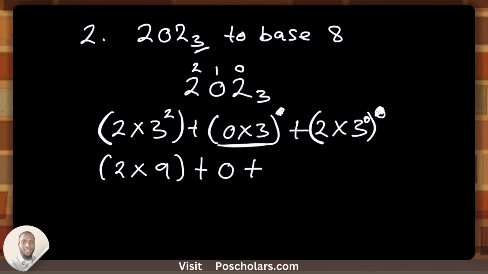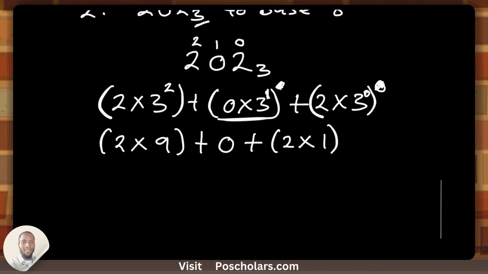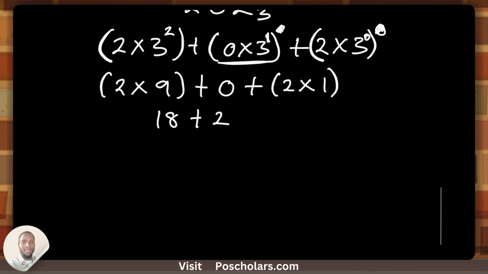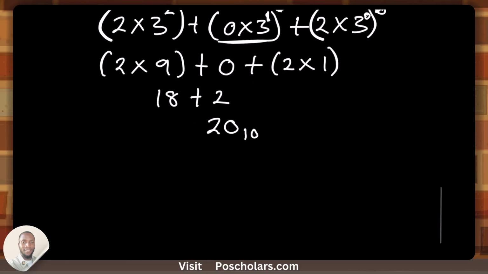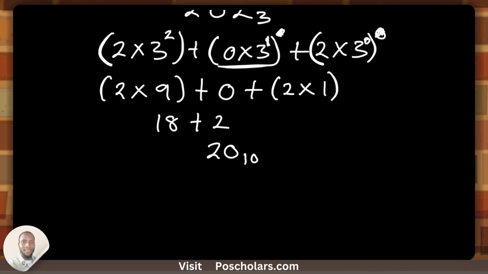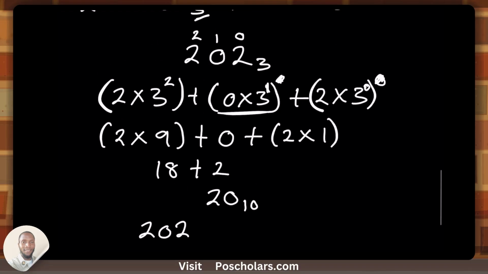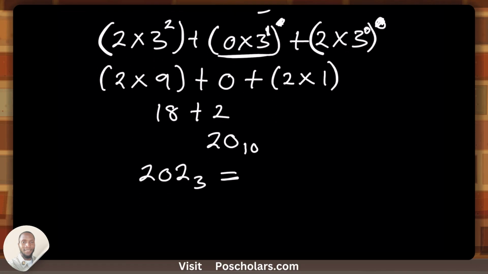Same thing, this one is supposed to be 3 raised to power 1. So plus 2 times 3 raised to power 1 gives 1. And when you further simplify, you have 18 plus 2, which gives 20 base 10. So for the first part, we have converted 202 base 3 to a number in base 10, which is 20 base 10.